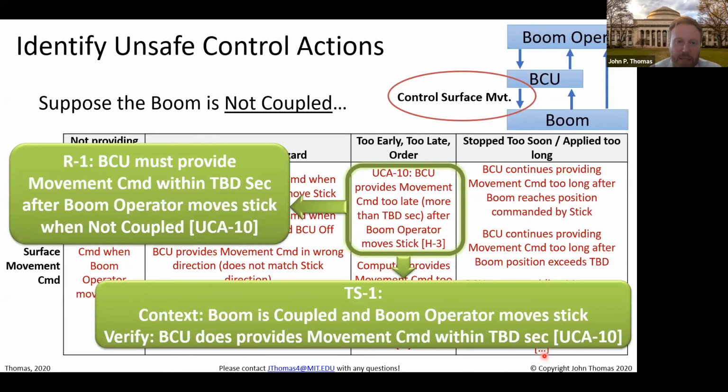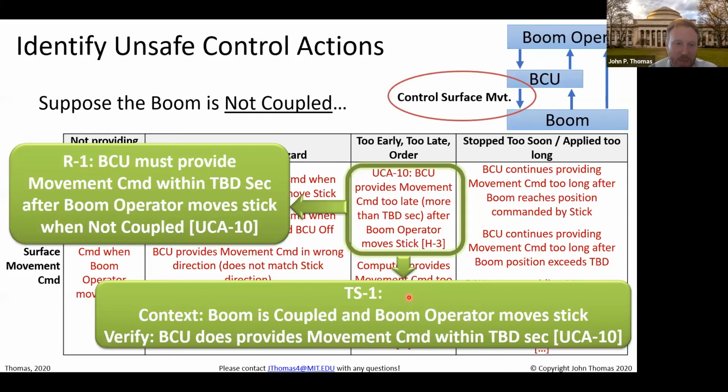The other thing is these trace forward to drive requirements and other things like potentially test scenarios. So here's a requirement that comes directly from UCA 10. BCU shall provide movement command within TBD seconds after boom operator moves stick and when not coupled. So if we're not coupled, anytime you move the stick, we have to move the boom immediately. That's what that requirement says. Why do we have that requirement? Because anything else would lead to this hazard as per UCA 10.